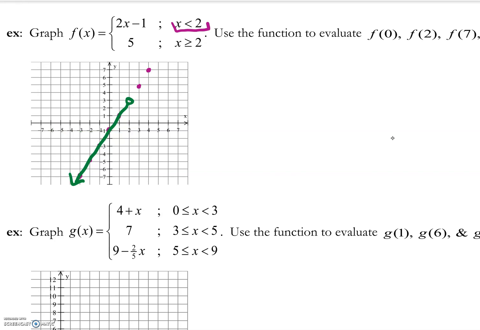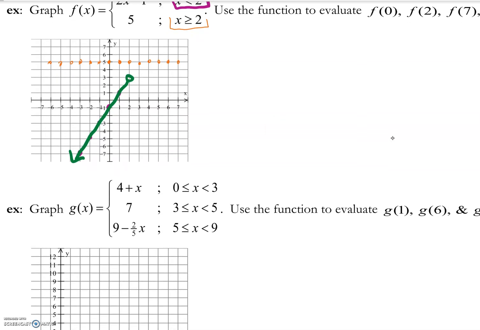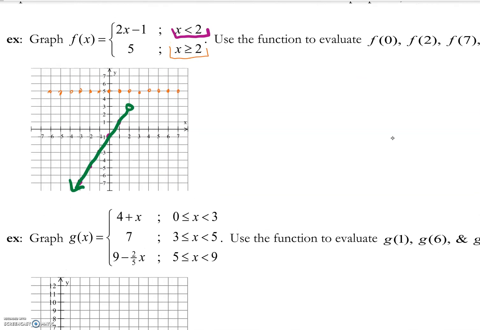Okay. Now my other piece of this function is the number 5. When I graph the number 5, I just go up to my y-axis, 5 is my y-intercept, and I draw dots all the way across. Okay. But when I think about this, I only want that for the x values greater than or equal to 2. So again, if this is my number 2 on the x-axis, I only want to keep those orange dots for everything bigger than or equal to the number 2.